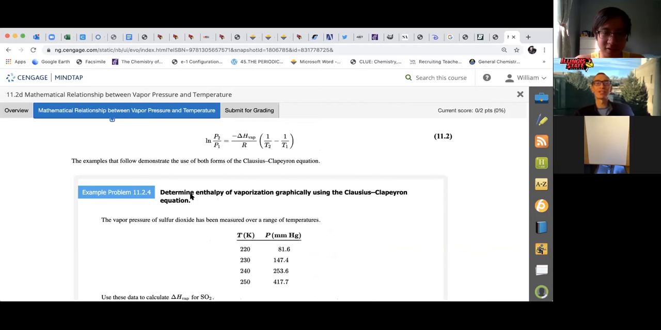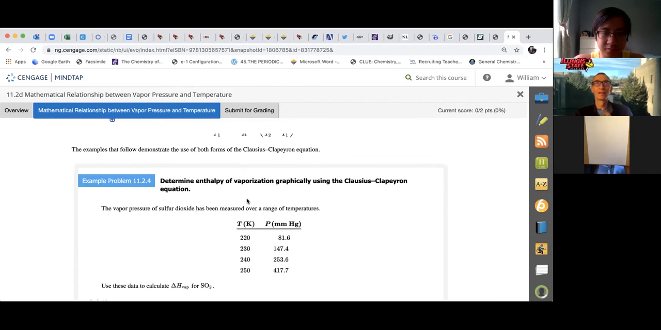So the question was, determine the enthalpy of vaporization graphically using the Clausius-Clapeyron equation. Okay, I think vaporization is the process of going from a liquid to a gas. The enthalpy of vaporization is going to be the amount of energy it takes to go from a liquid to a gas. And I think one of the things that I know is that that should be something that is consistent some way or another.